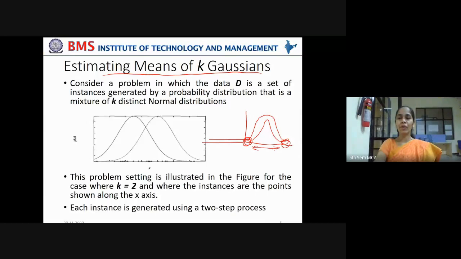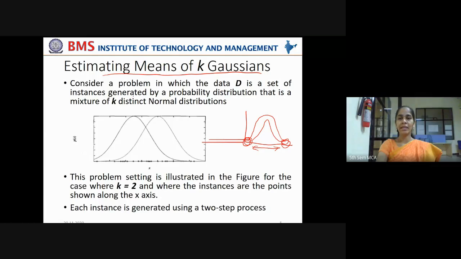Okay, in that case, we call it a normal distribution. There is no skewness in the values. It is equally distributed across. So this is called a normal distribution. Now consider a problem in which the data D is a set of instances.